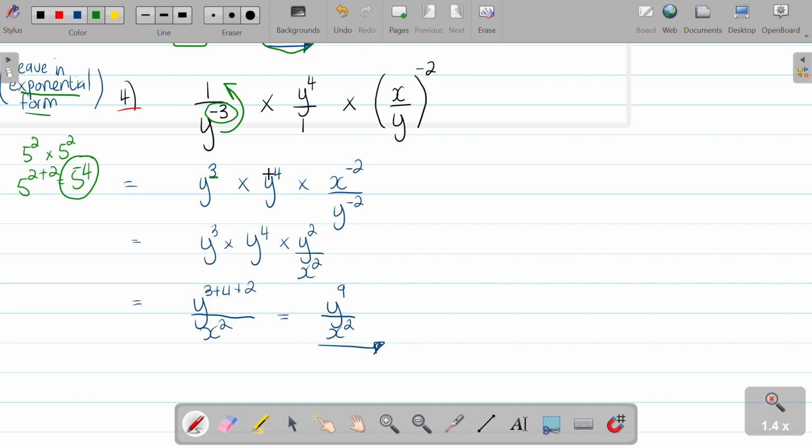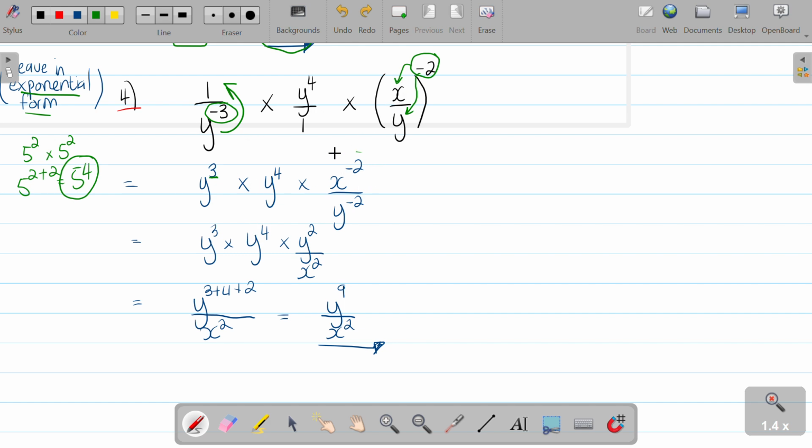Times, you can just write this as y to the 4, because anything over 1 is basically itself. And then times, and then remember what I said in the previous question, this negative 2 will affect that x and it will affect the y. So let's write that in and simplify it. So it will be x to the power of negative 2 and then over y to the power of negative 2, because it affects everything inside of the bracket.